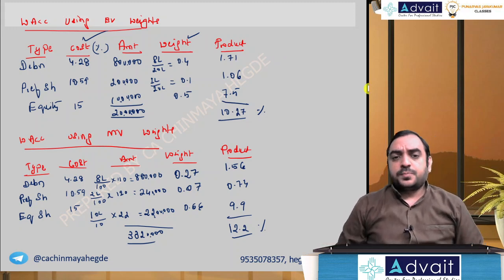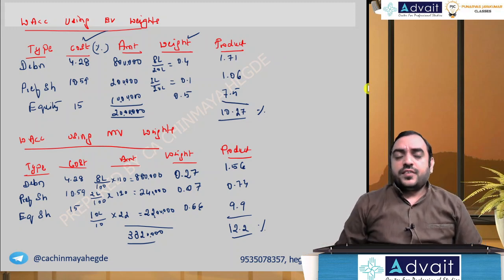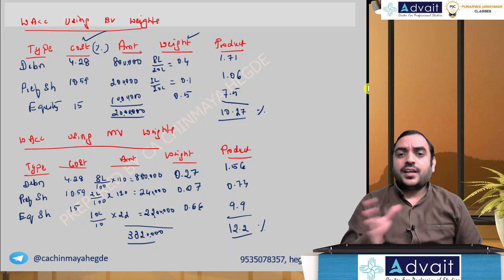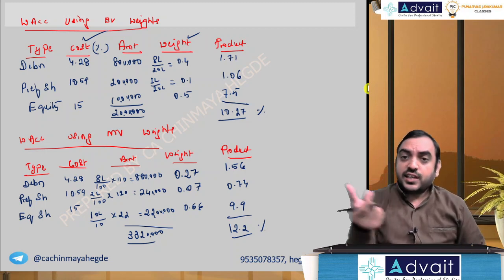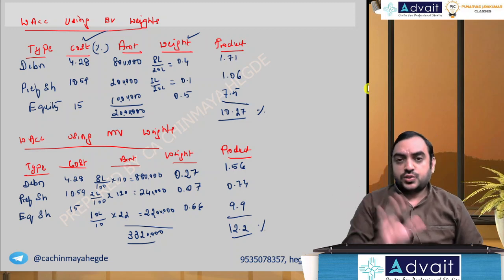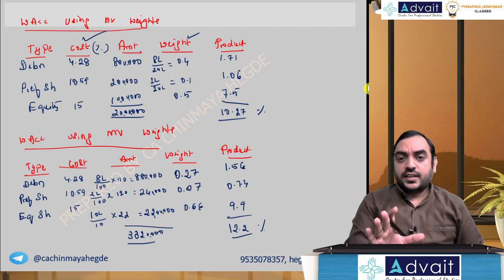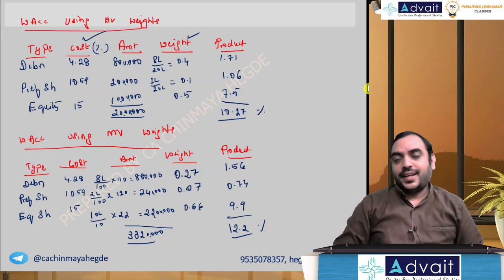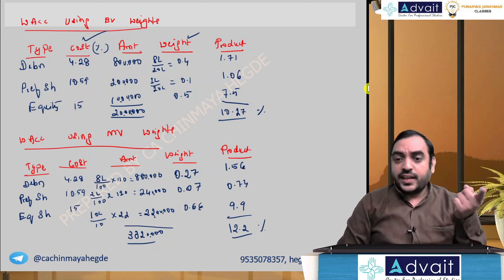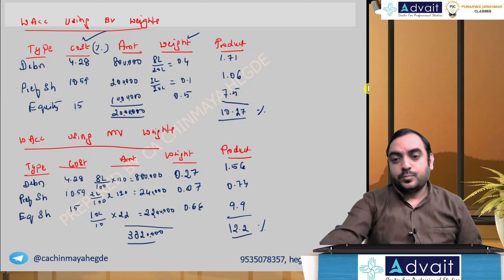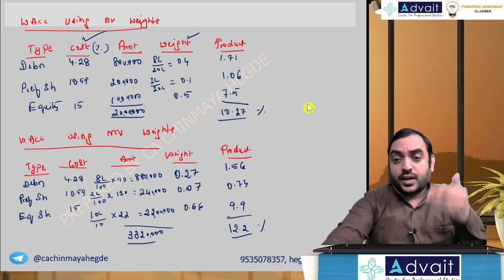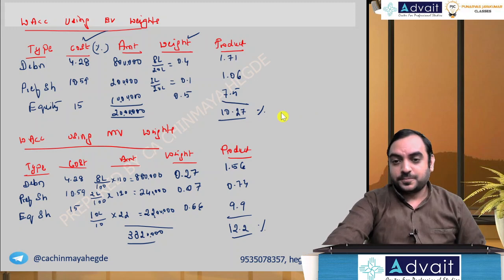Can you repeat the retained earnings part? If retained earnings is given, I will not take it in market value weights. Why should I not take it? Because in market value weights, the market value of equity share includes retained earnings. In book value we will take it, but in market value retained earnings will not be taken because it is included in the market value of equity.